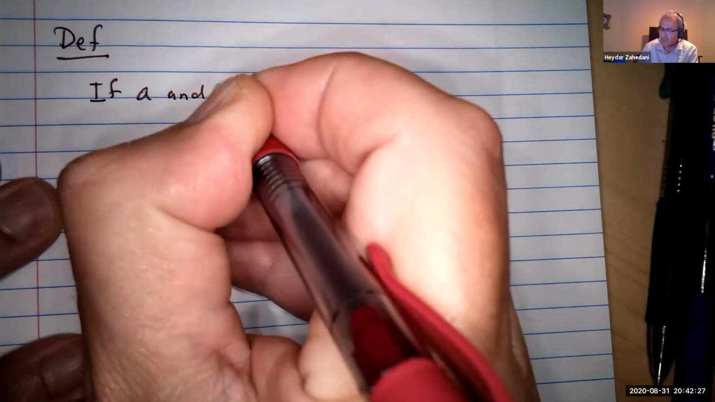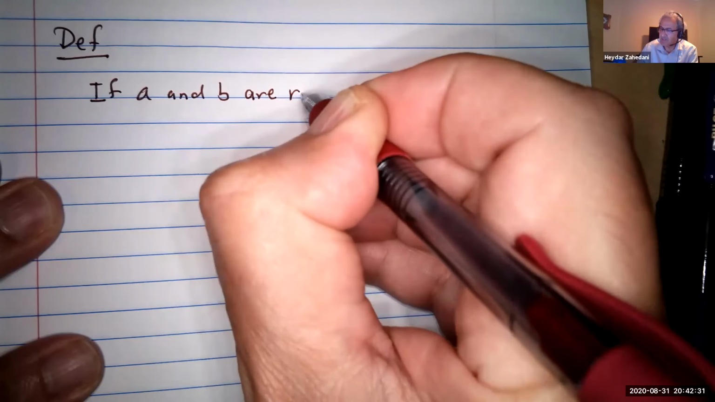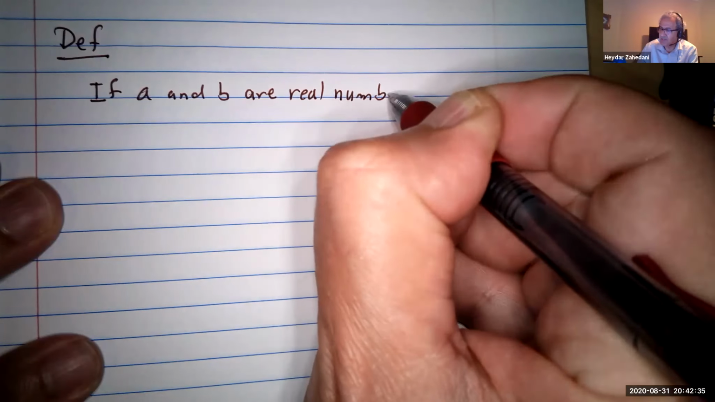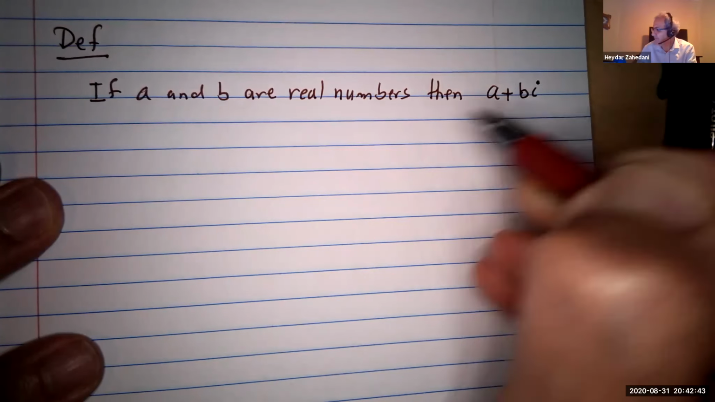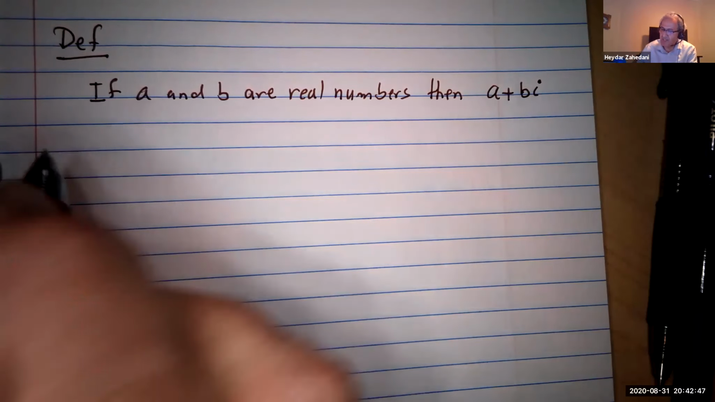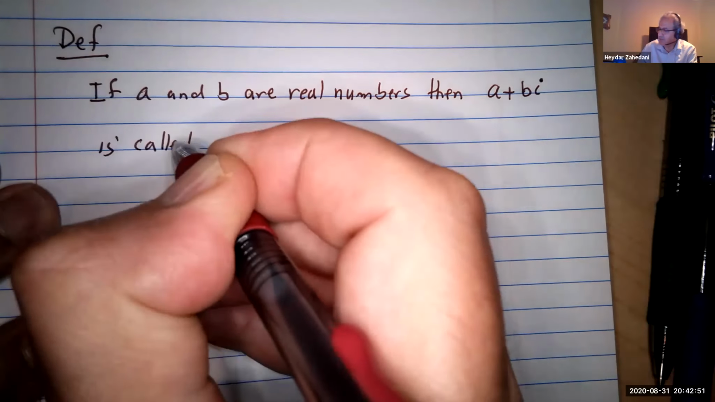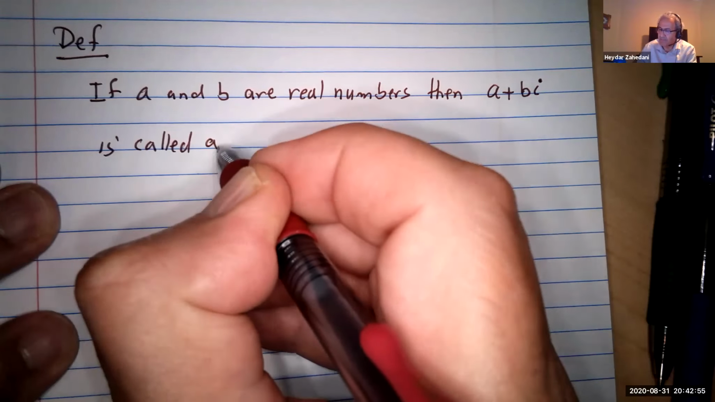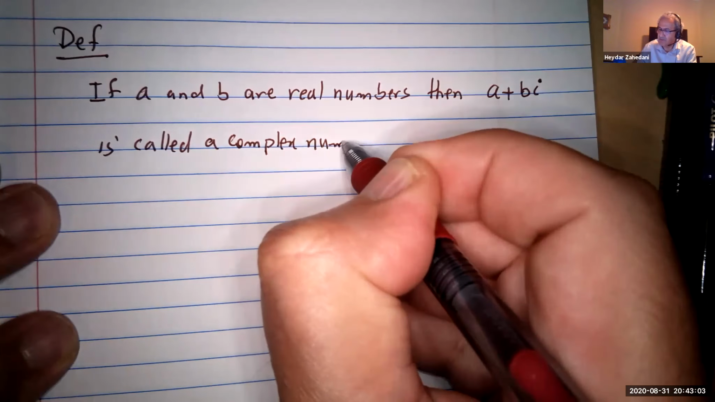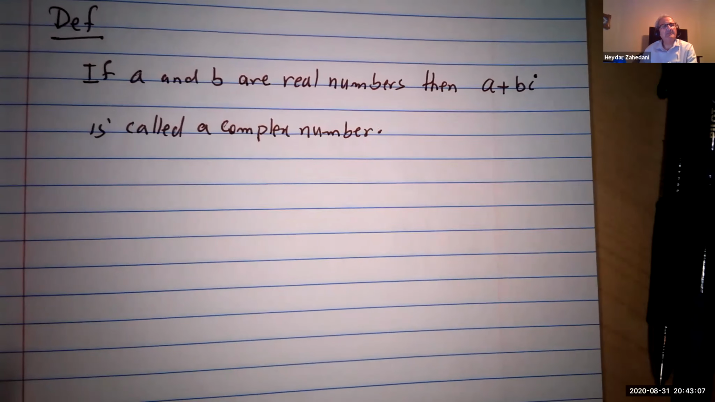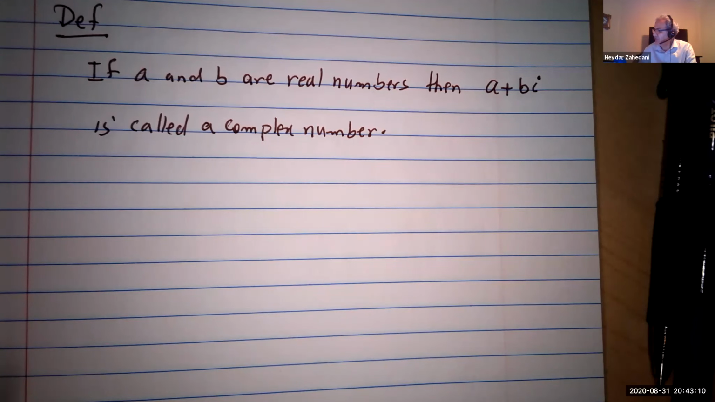And that's it. To get the complex numbers, this is the full definition. If A and B are real numbers, then A plus B I, where I is the imaginary unit that we talked about, is called a complex number.